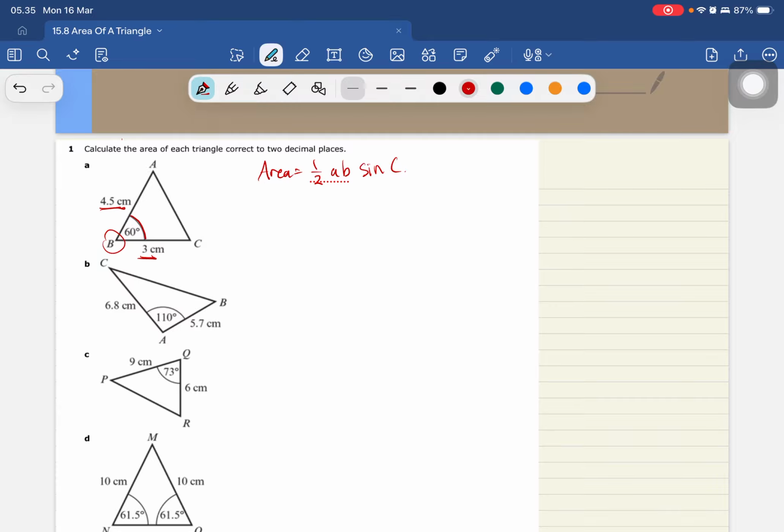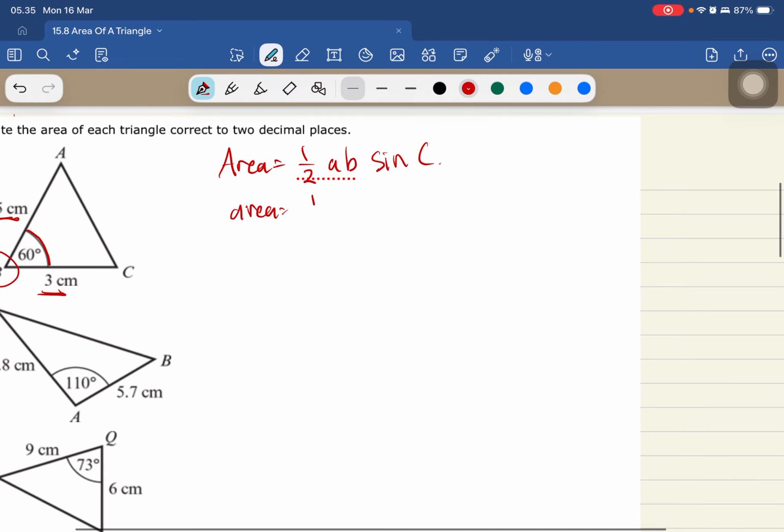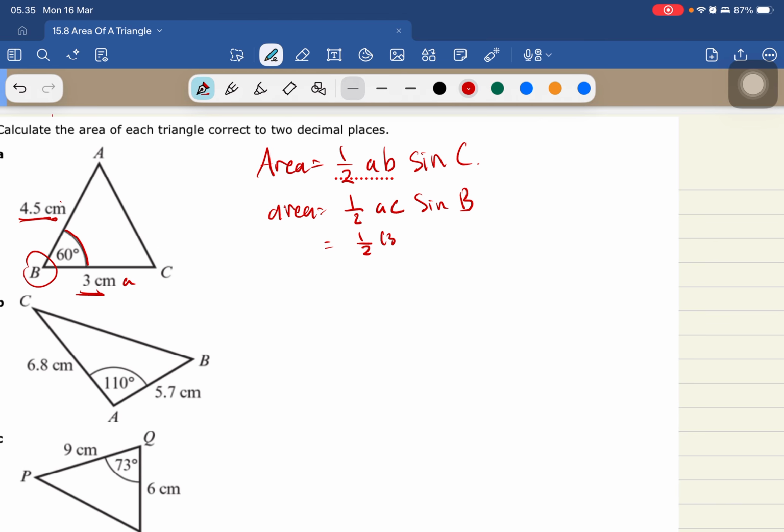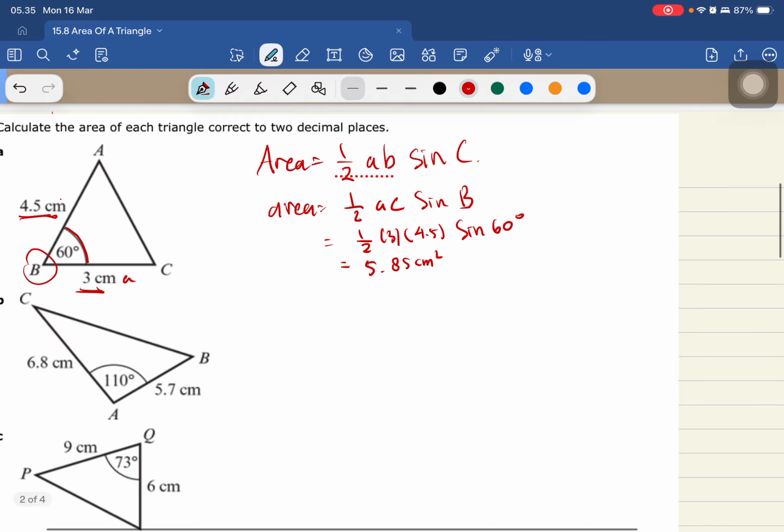Or in this case, we can use the area equal to 1 over 2, small a multiplied with small c, and then sine B. Let's substitute: a equals 3, c is 4.5, and sine 60 degrees. You can use a calculator, then you will get the answer of 5.85 centimeters squared.